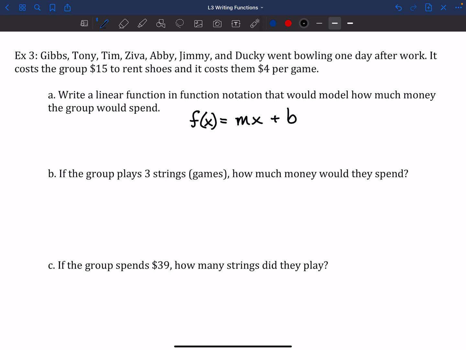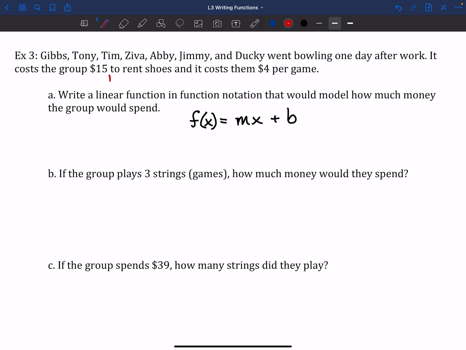So if I go back to the original problem, it costs the group $15 to rent their shoes, and it costs them $4 per game. We want to think about which one of those numbers, 15 or 4, seems like a starting point. So what I'm thinking is, say we just get to the bowling alley. We haven't actually started bowling yet. We're just walking right in, and all of a sudden they're like, all right, you've got to rent your shoes first. You don't just start bowling. You've got to rent the shoes.